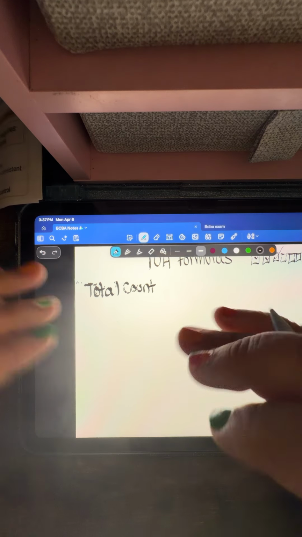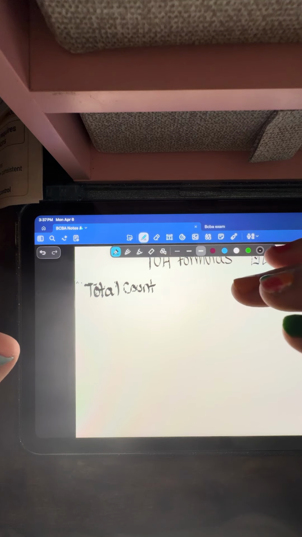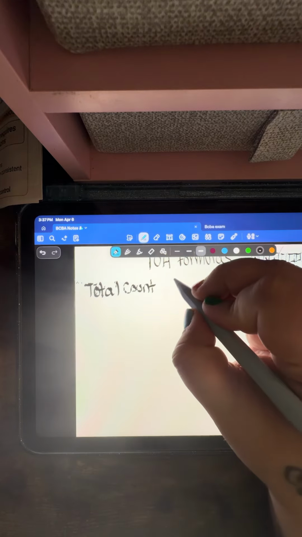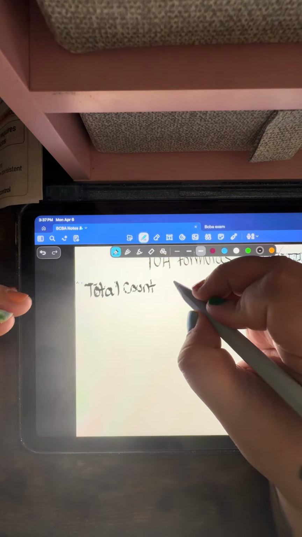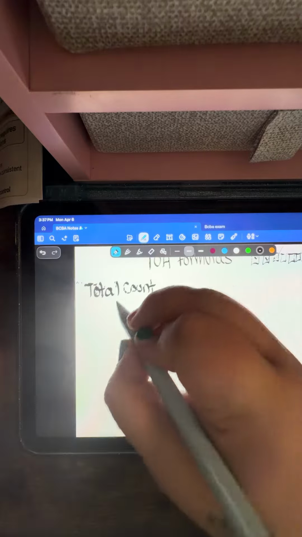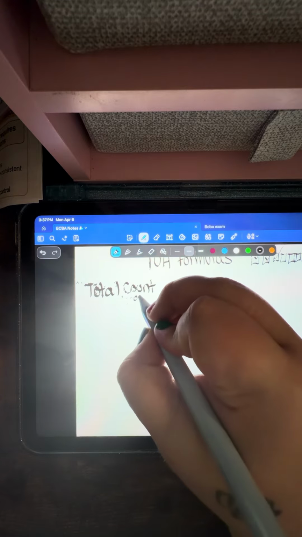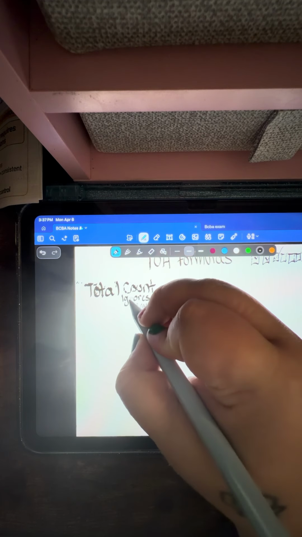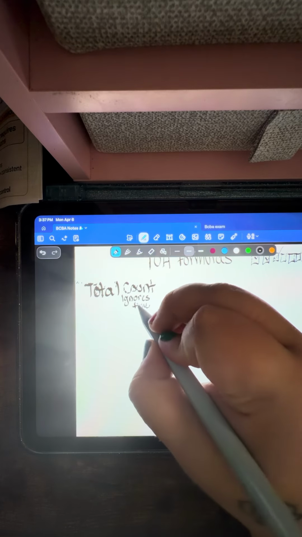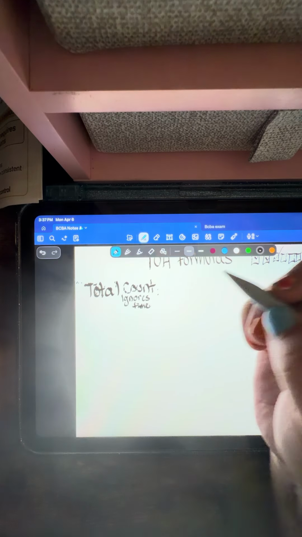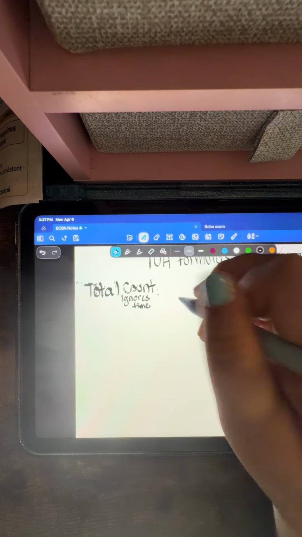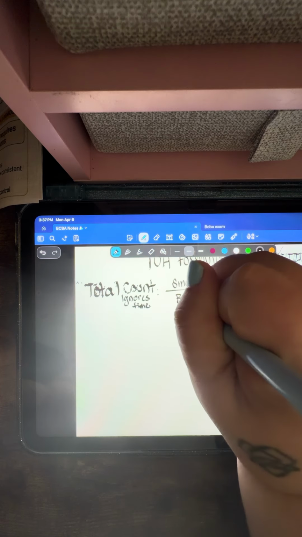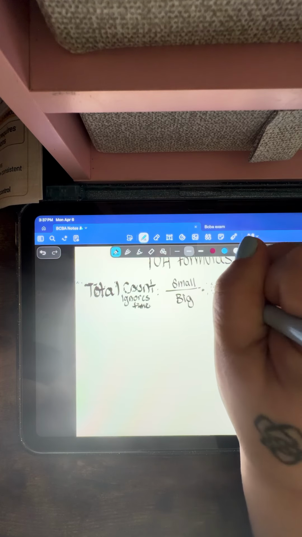Okay, first we're going to start with formulas, and then we'll go back into keywords that I think you should remember for the exam. Total count is the only one that ignores time, right? You're going to want to write that somewhere. Ignores time. You're going to do the small number over the big number times 100.